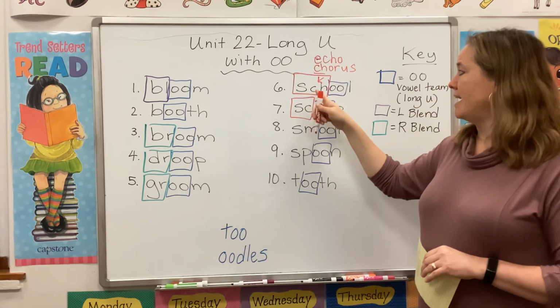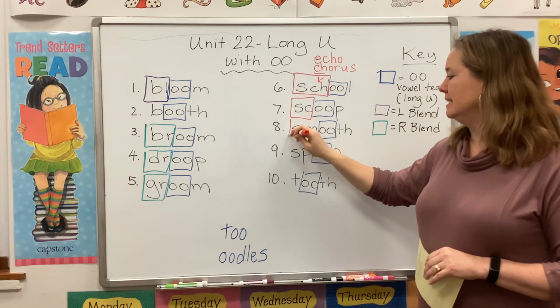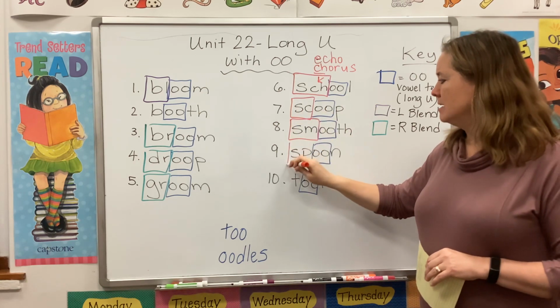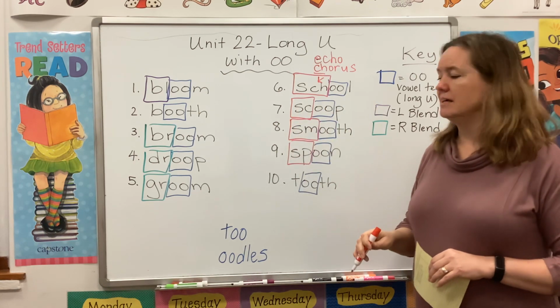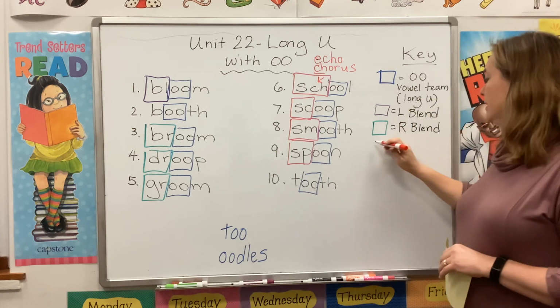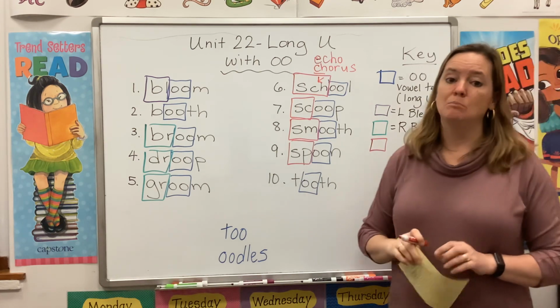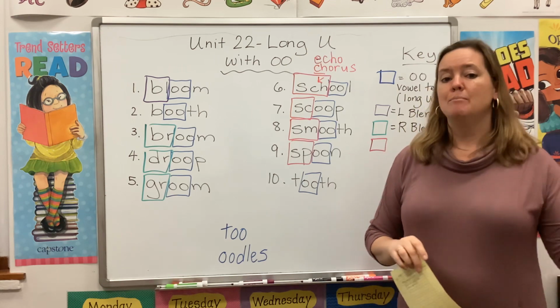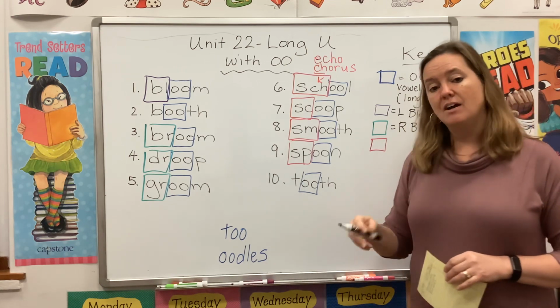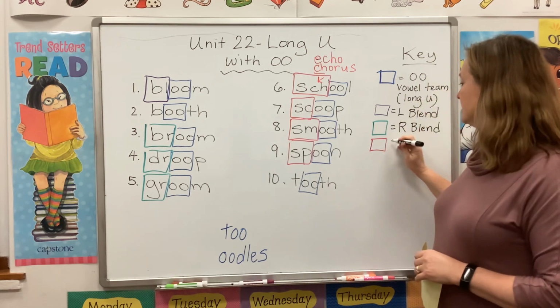Okay, so we have SCH, SC, SM, and SP. All of those are S blends. It's a blend and not a digraph because the S and the letter coming after it keep their own sound.